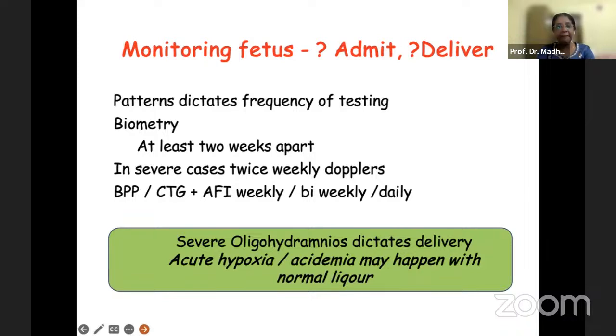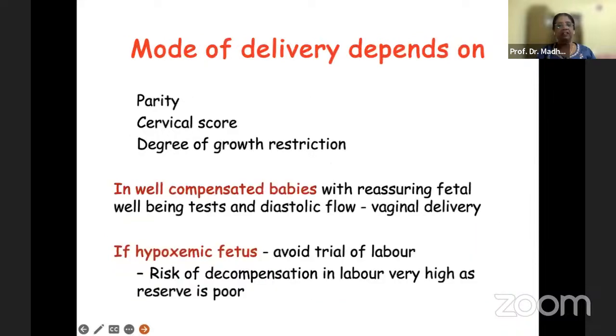So we cannot take any one parameter and say, yes, this is the only one which is going to direct me to deliver. We have to always think of the baby as a whole and look at all parameters before we make a decision. The mode of delivery depends upon the parity, the cervical score, and the degree of growth restriction.